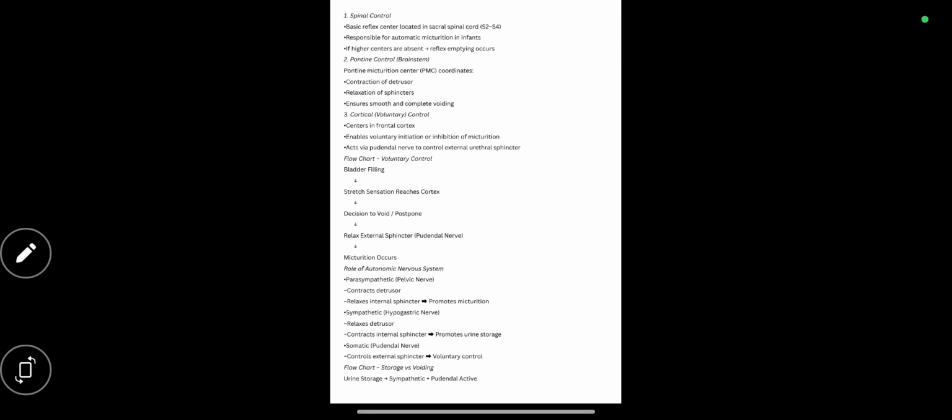Role of the autonomic nervous system. The parasympathetic nervous system, that is the pelvic nerve, contracts the detrusor muscle, relaxes the internal sphincter, and promotes micturition. Whereas the sympathetic always does something against it, like relaxing the detrusor muscle and contracting the internal sphincter, so micturition will not happen. Then coming to the somatic nervous system, the pudendal nerve is involved and controls the external sphincter. It is a voluntary control.